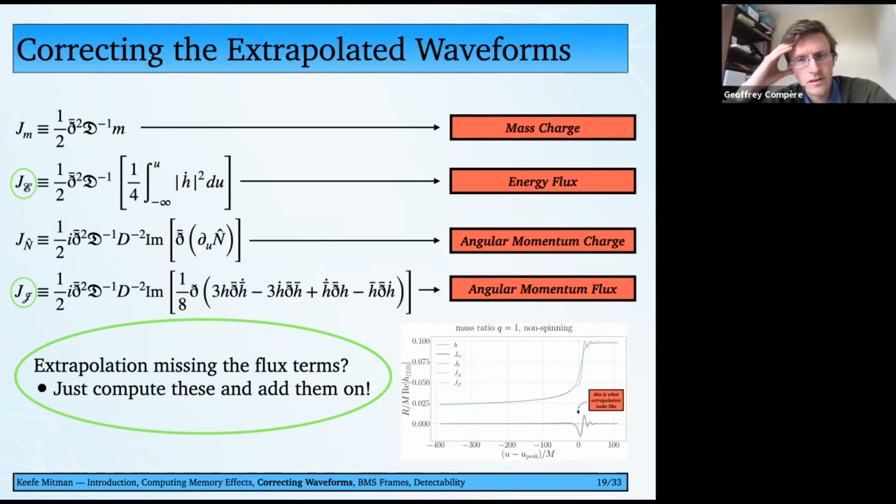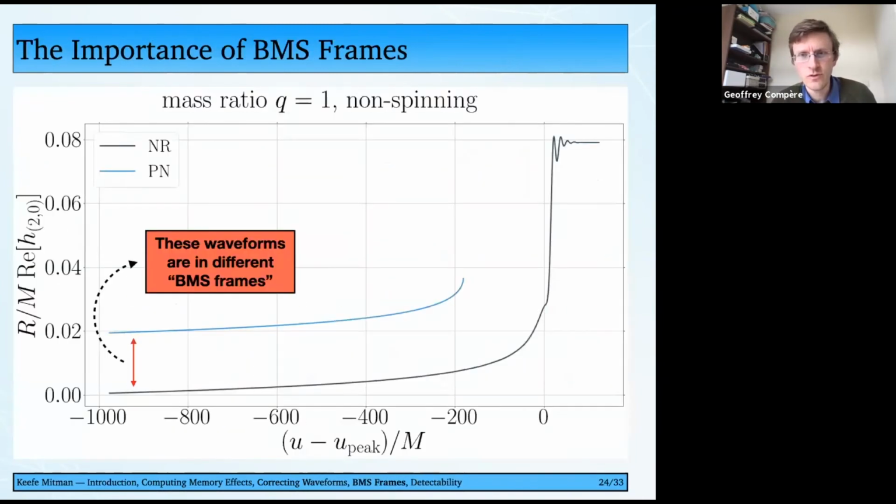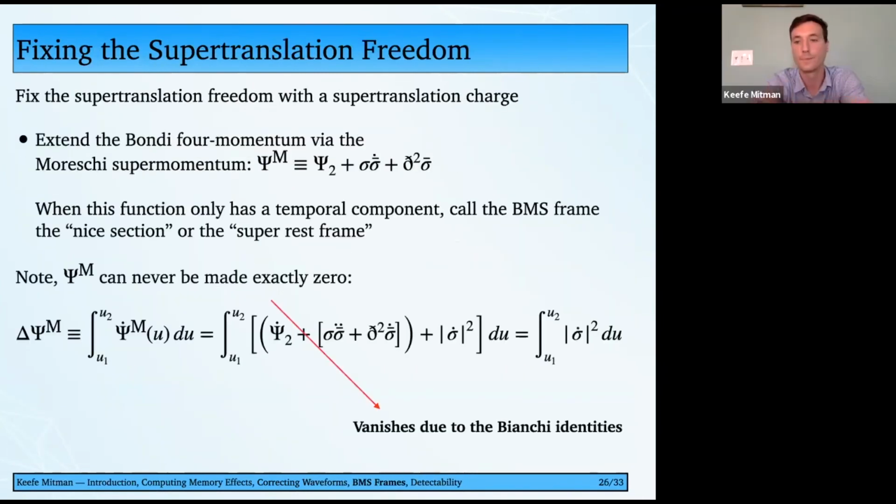Yeah, okay, I understand partially. And then a very short question about the Bondi momentum. So you said you use a Moreschi expression for the Bondi momentum. So why not use just the standard expression for Bondi momentum? Well, what do you consider the standard expression?